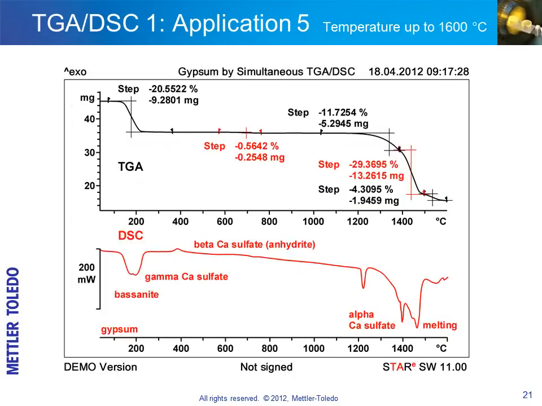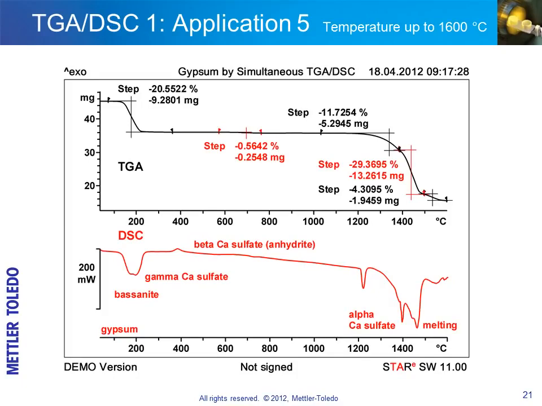In this application example, the full temperature range up to 1600 degrees Celsius was used. In the TGA curve, we see that gypsum, calcium sulfate dihydrate, loses its water of crystallization below 300 degrees Celsius to form calcium sulfate. The calcium carbonate present as an impurity decomposes at about 700 degrees Celsius.